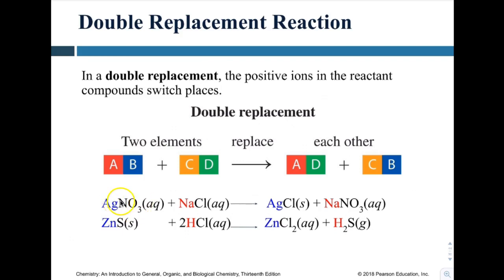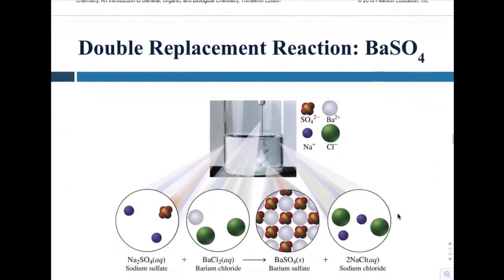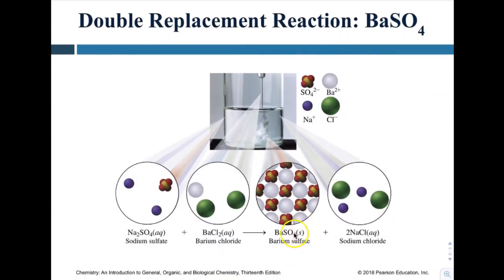So you have your metal. It's going to hook up with your new other nonmetal. So silver is going to go with chloride, and sodium is going to go with nitrate. So you see that happening here. And the textbook does a good job of showing you these different colors. So here's an example of this. I make a solid here. It's called a precipitation reaction. That's a double replacement.